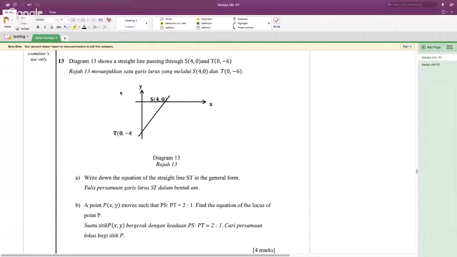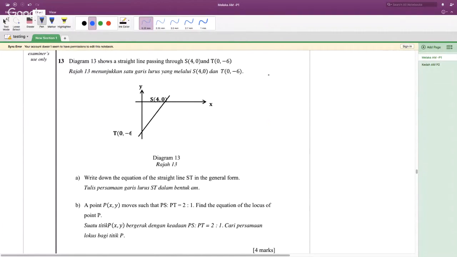In question 13, they say the straight line is passing through these two points. Write down the equation of the straight line ST in general form. The general form of a straight line is a bit tricky. A lot of students think the general form is y equals mx plus c. Actually, it is ax plus by equals 0, or you can say ax plus by plus c equals 0. This is the general equation of the straight line.